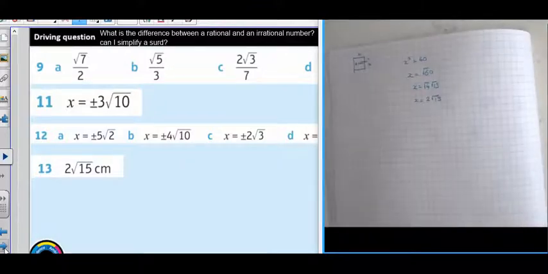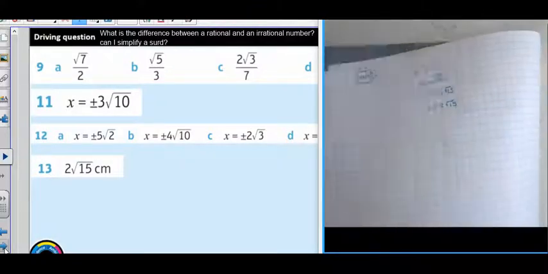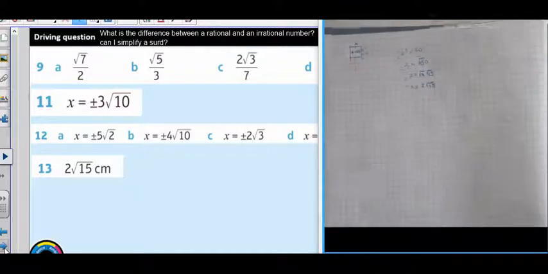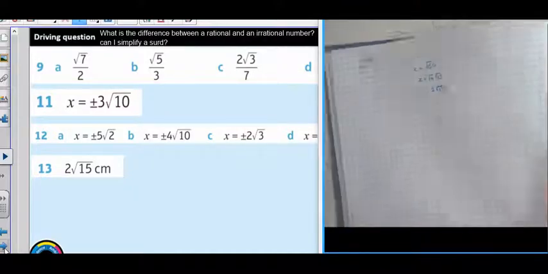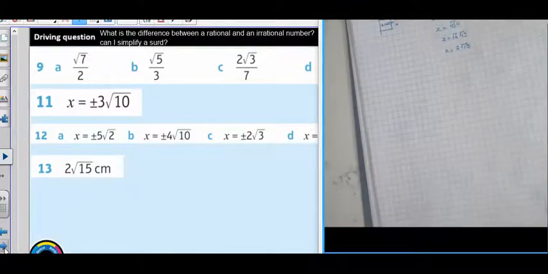Okay, well done everyone. That was a totally new topic to you. Hopefully challenging enough, but not too challenging. And we have one more lesson on surds for this unit, and then we'll be learning about them again later on in the year.